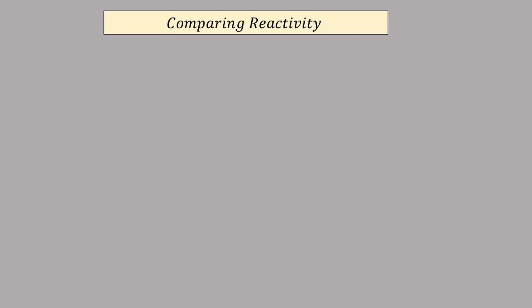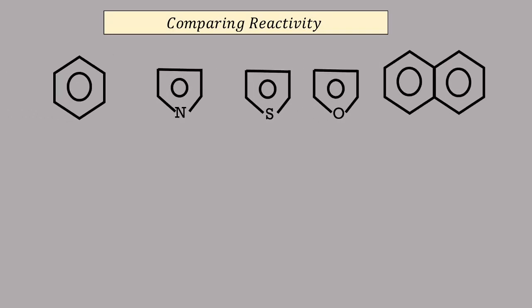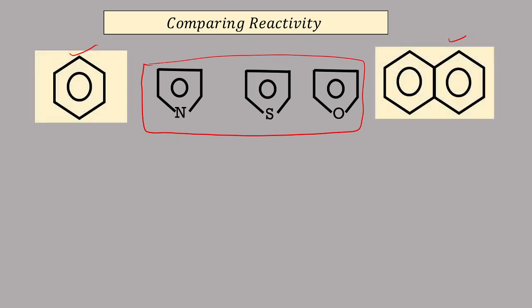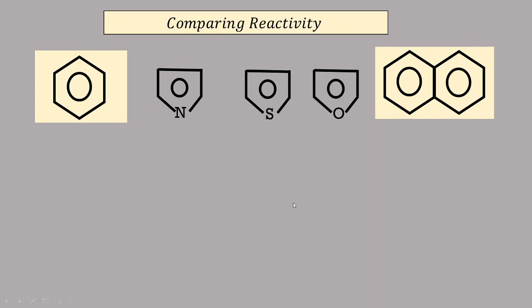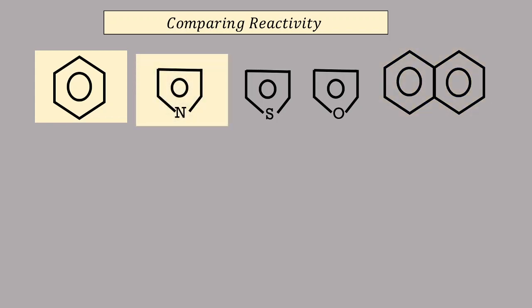So now let's compare the reactivity of these molecules. We have discussed benzene and naphthalene before. Now let's bring in these 3 molecules also and compare the reactivity. About benzene and naphthalene, we already know that naphthalene is more reactive. Okay, but now let's shift our attention towards and compare benzene with pyrrole.